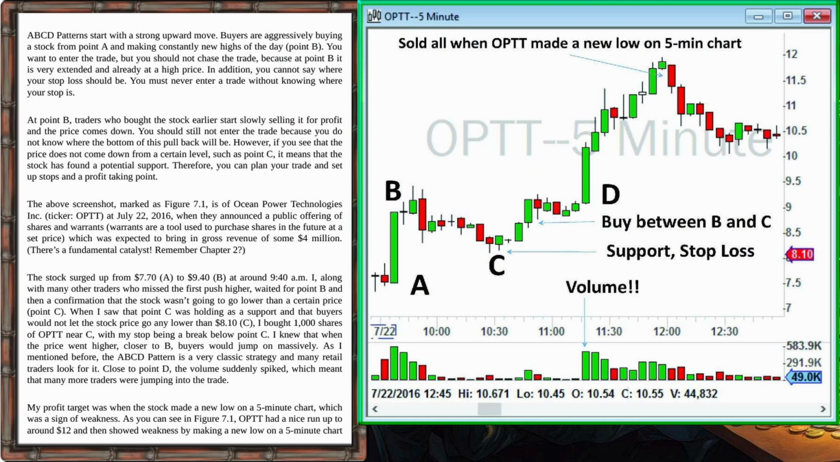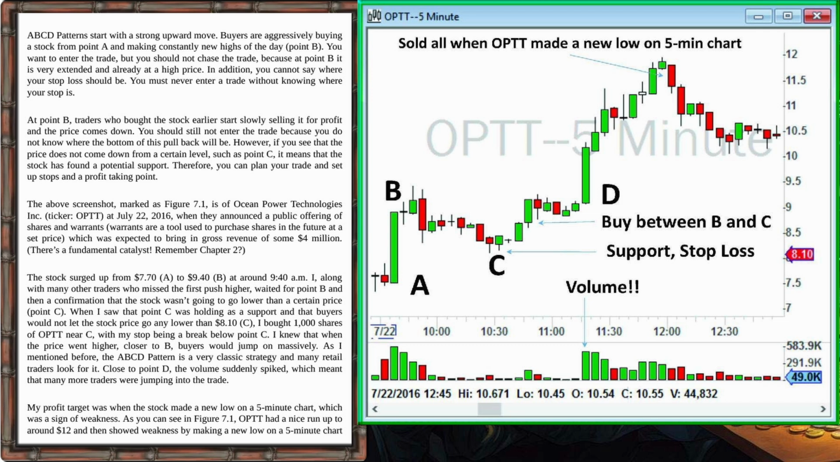ABCD patterns start with a strong upward move. Buyers are aggressively buying a stock from point A and making constantly new highs of the day. Point B. You want to enter the trade, but you should not chase the trade, because at point B it is very extended and already at a high price. In addition, you cannot say where your stop loss should be. You must never enter a trade without knowing where your stop is.